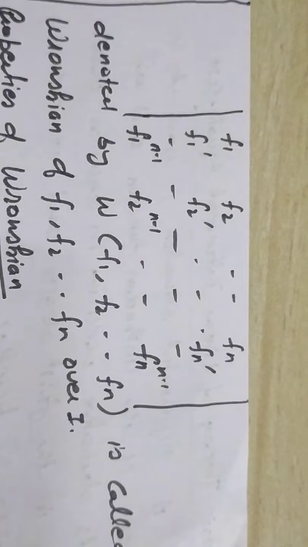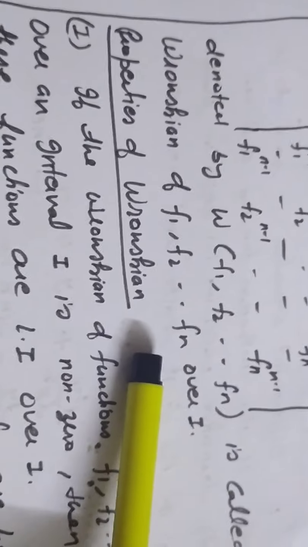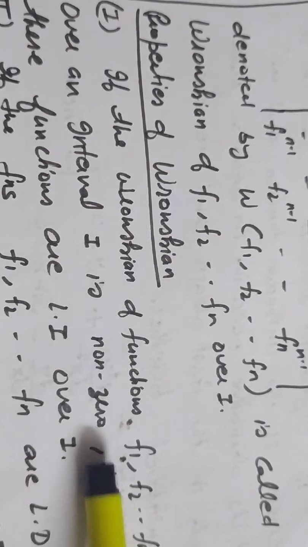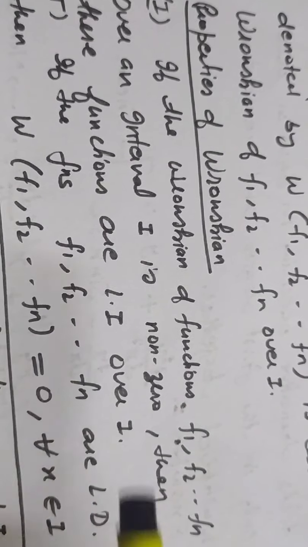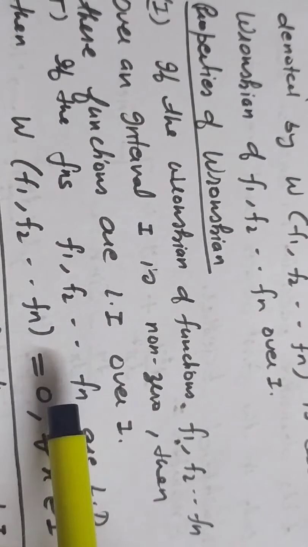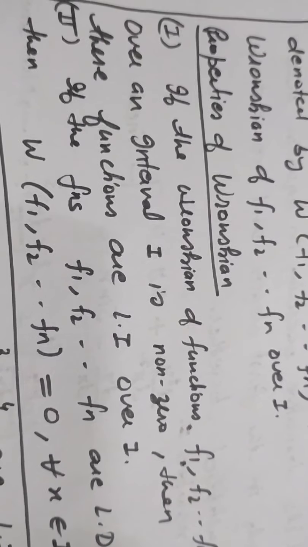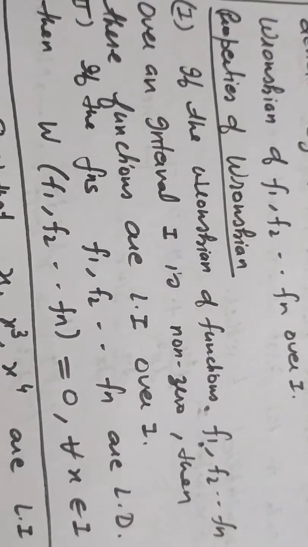There are some properties of the Wronskian. The first property is, if the Wronskian of the functions f1, f2, so on fn over an interval I is non-zero, then these functions are linearly independent over I. If the functions f1, f2, so on fn are linearly dependent, then the Wronskian is 0 for all x belonging to the interval.